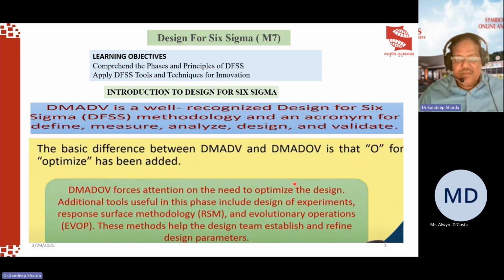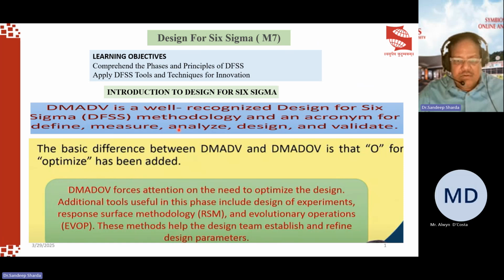Now coming to the next topic, that is Module 7. The learning objective is to understand the different types of phases in the principles of DFSS, Design for Six Sigma, and applying the DFSS tools and techniques for innovations. Design for Six Sigma is also known as DMADV, which is recognized as a design for Six Sigma methodology, an acronym for define, measure, analyze, design, and verify. Normally, DMADV is used for the initiation of a project, product development, or any system development, and DMAIC is used whenever there is a problem in the existing operational system.